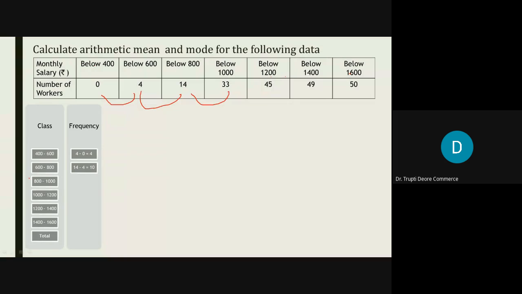You may write in the chat box also if you got the answer. Yeah, it's 19. Okay, right, Shalini has a question. So it's 19, right? For the next class, how will you find out? This will be 45 minus 33. So it is 12. Yeah, right, Mary. So find out the remaining frequencies.